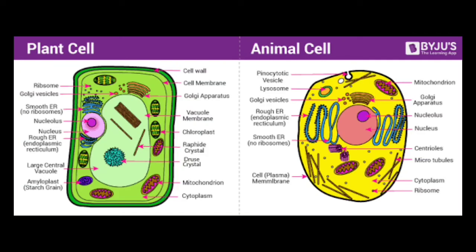Plastids, which are only found in plant cells but absent in animal cells. Then vacuole, present in plant cell. It is very big and only one. But in animal cell, there are many, but they are very small. These are our topics. Write the question answers in your copy and study well.